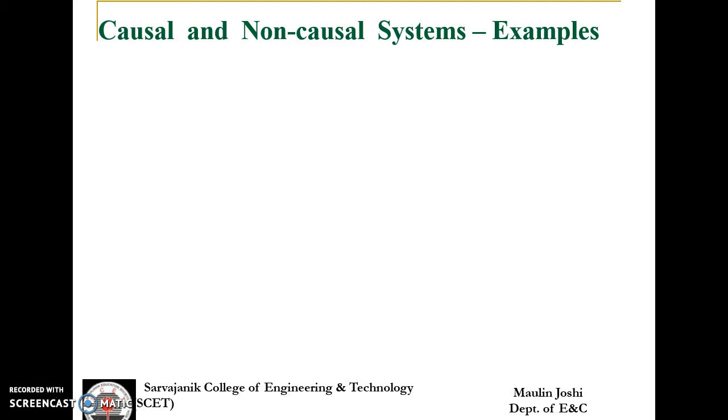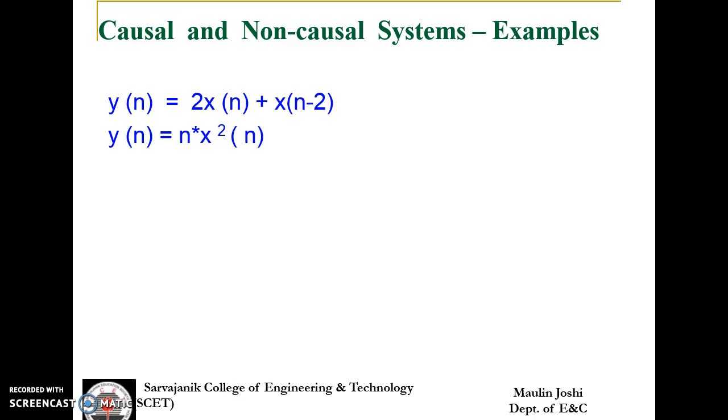Let us go to the examples of causal and non-causal systems. y(n) is equal to 2 times x(n) plus x(n minus 2). We can see that output y(n) depends on the present input, that is x(n), and the past input, 2 samples past input, that is x(n minus 2). In the second case, it is a static relationship, that output at n depends on the input at the instant n only, and hence we can very easily say that both are causal systems.